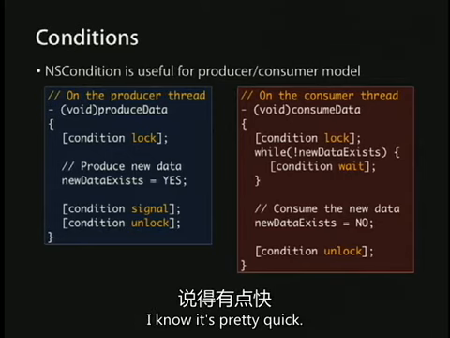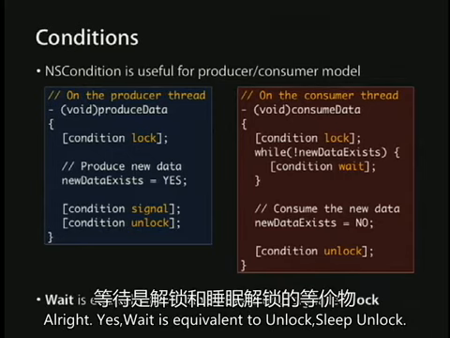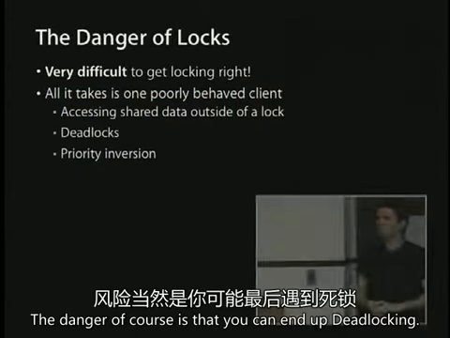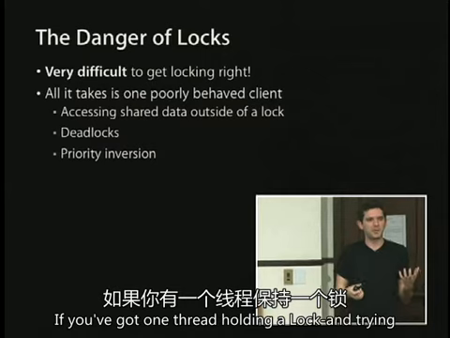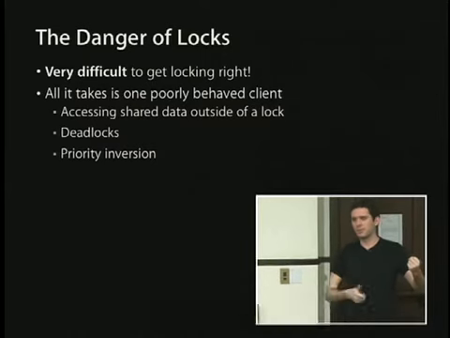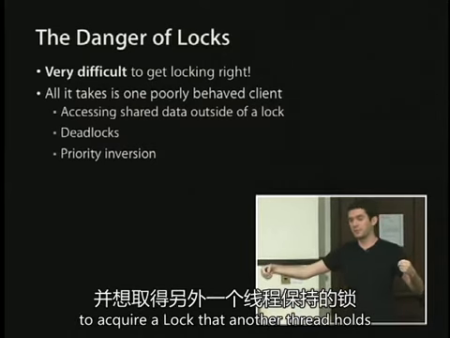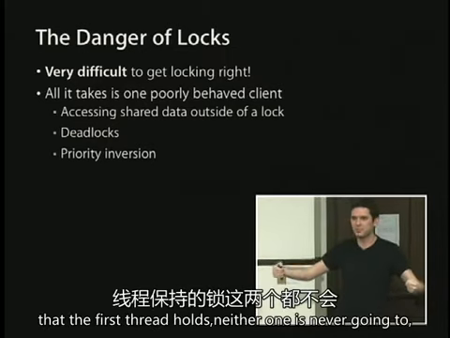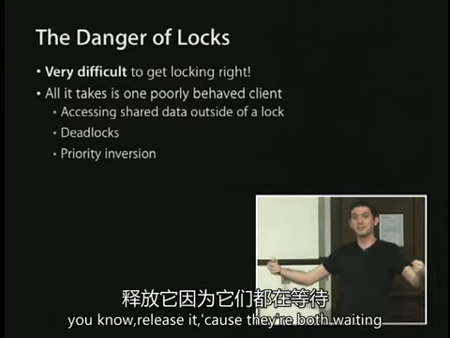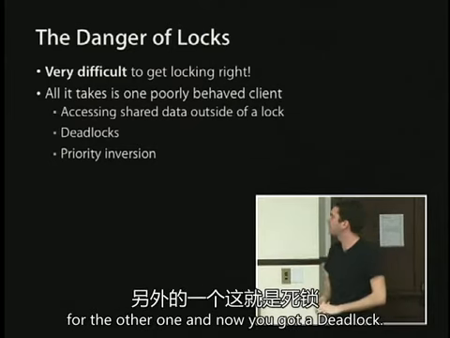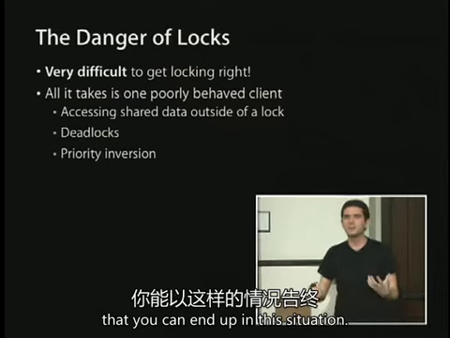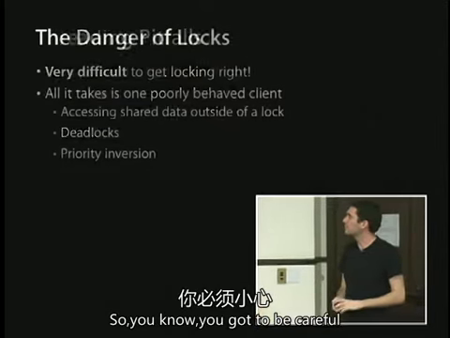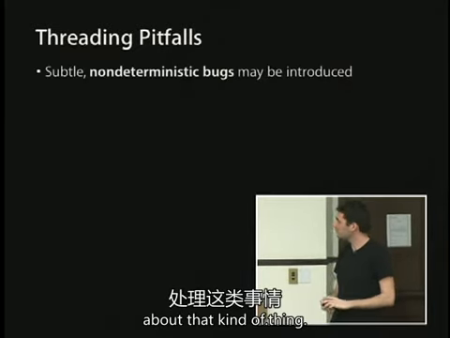I know it's pretty quick. All right. So wait is equivalent to unlock, sleep, and lock. The danger, of course, is that you can end up deadlocking if you've got one thread holding a lock and trying to acquire a lock that another thread holds, but that other thread is trying to acquire the lock that the first thread holds. Neither one's ever going to release it because they're both waiting for the other one, and now you've got a deadlock. There are actually a lot of ways that you can end up in this situation. Locks can be pretty tricky to get right, so you've got to be careful about that kind of thing.